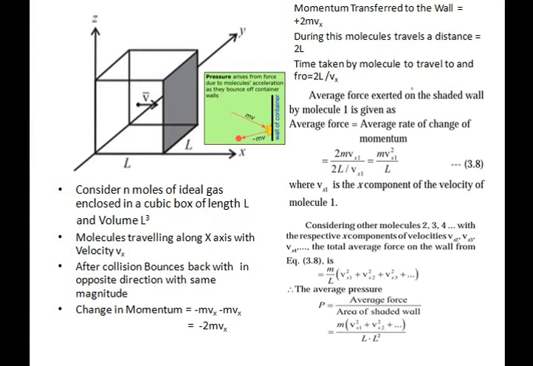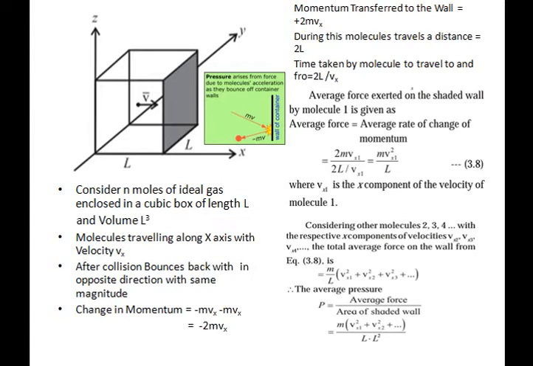As the collision is elastic, only the direction is reversed. The magnitude of the velocity remains the same. So the change in momentum is given by final momentum minus initial momentum, that is, minus 2m Vx.